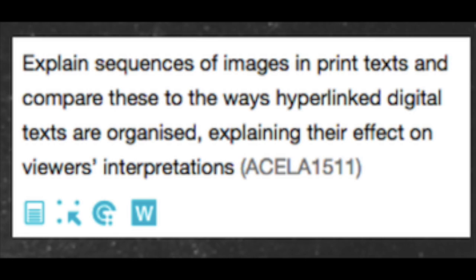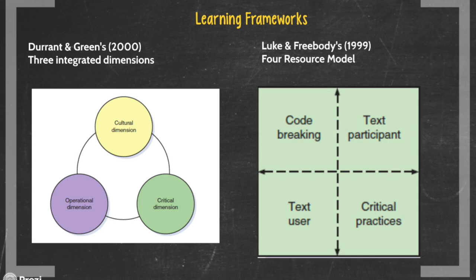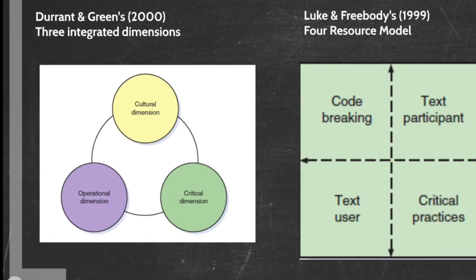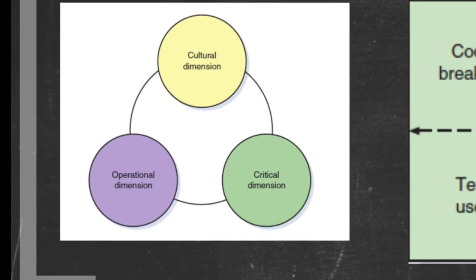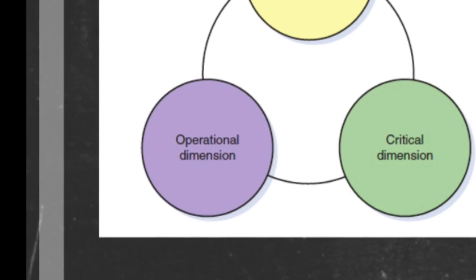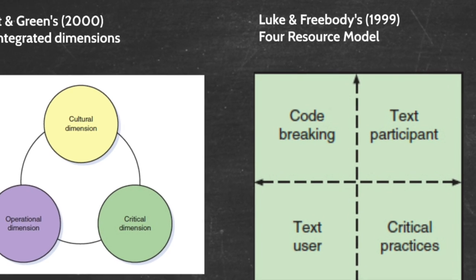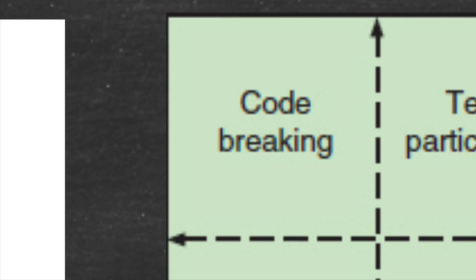The next example from the same part of the Year 5 curriculum, so the language strand, requires the learner to analyze the way hyperlinked digital texts are organized and how viewers interpret them. This, again, feeds into the operational dimensions of the 3 dimensions model, using the codes to communicate meaning, and aligns with the code-breaking component of the 4 resources model.